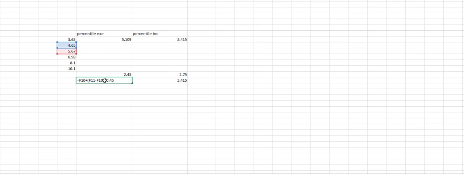So this is the formula that Excel uses, and how it calculates. This is the reason why it is different from the other one.